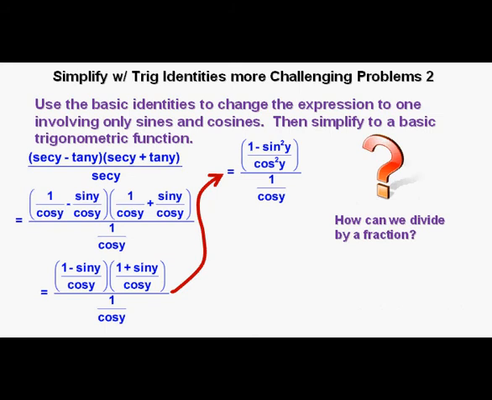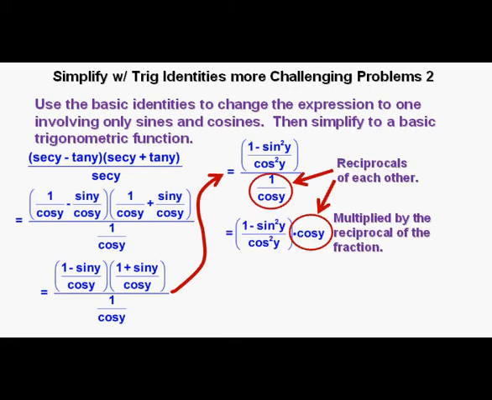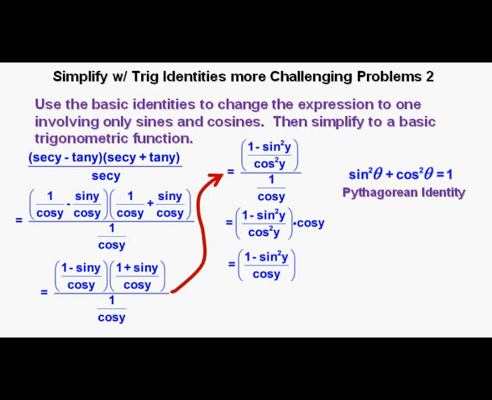How can we divide by a fraction? Answer: dividing by a fraction is the same as multiplying by its reciprocal. So instead of dividing by 1 over cosine y, we can multiply by cosine y. So now multiplying by its reciprocal, we have quantity 1 minus sine squared y over cosine squared y times cosine y. Cosine y divided by cosine squared y leaves cosine y in the denominator, so we now have 1 minus sine squared y over cosine y. And we can now go to the Pythagorean identity.